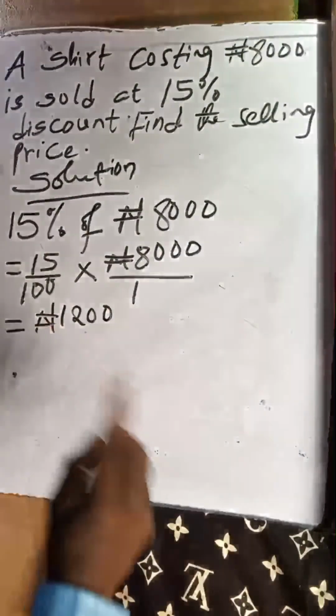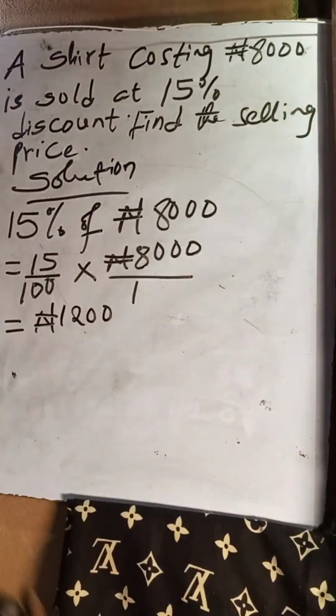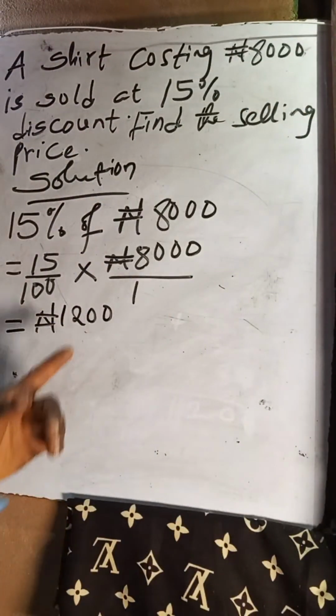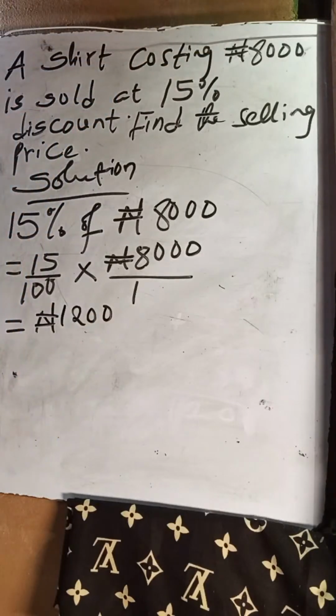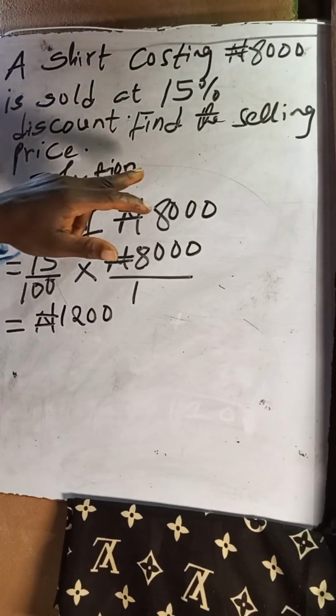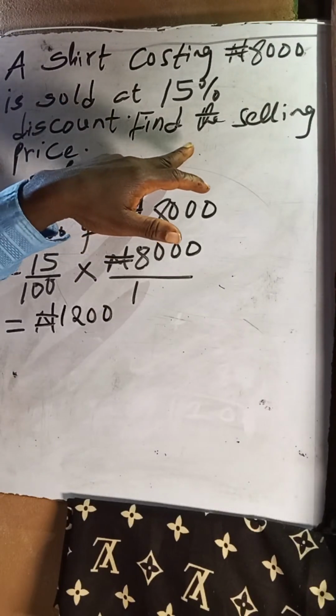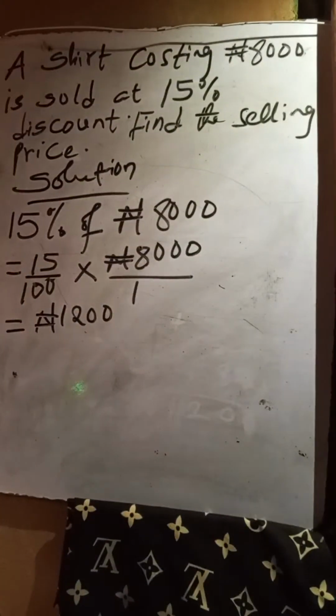The seller said I should not pay up to 8,000 naira. That I should take 1,200 naira from that money. So what I'm going to do now is, how do I find the selling price? How do I have my original money I'm going to pay?